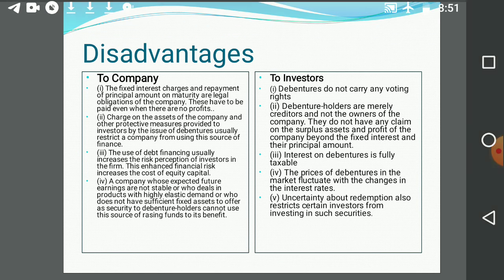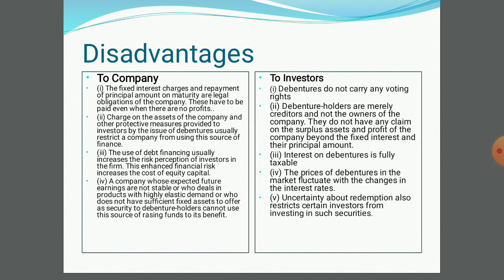Next, we are going to see disadvantages to the investors. The first is they don't carry any voting rights, as in the case of equity. So they are not the owners, they cannot participate in the working of management, they cannot make any alteration in the management policy. Next, debenture holders are merely creditors and they are not the owners. Already I told you they cannot claim extra assets or extra profit which the company earns. That means they are just going to get the fixed interest and their principal amount, but they are not going to get extra assets or extra profit from the organization.